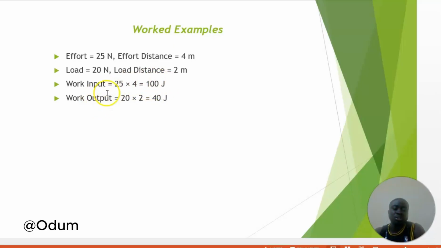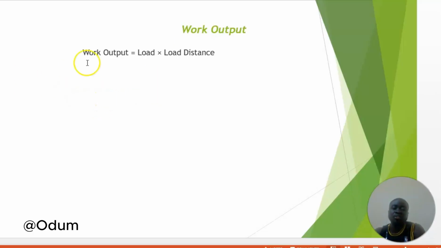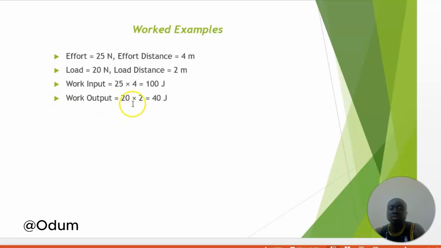The same is also true, very simple. For work output, you know the formula is load times load distance. So you just multiply them. 20 times 2, then you have 40 joules. Please remember to bring the unit. Work done, work input, they are measured in joules.